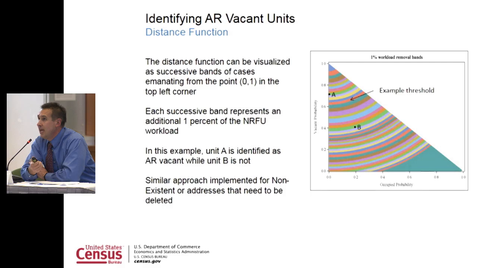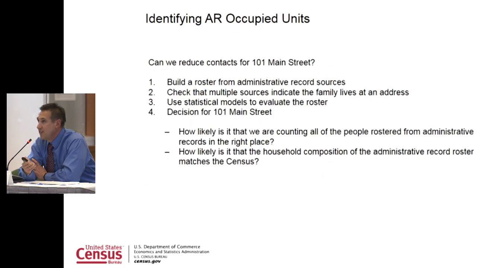And the one thing I will mention, for our non-existent model, we did a similar thing. We had our multinomial outcome space where the third probability we were predicting was the probability of being non-existent, of being a delete. So for that model, we just replaced the vacant probability with the non-existent probability and used that to make a similar determination.